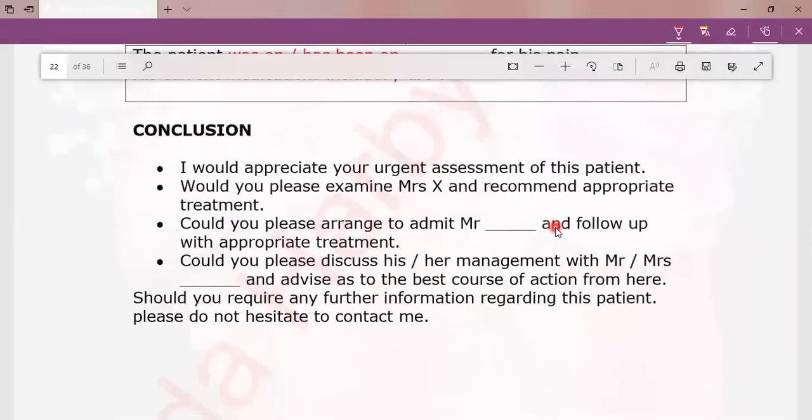I would appreciate your urgent assessment of this patient. Would you please examine Mrs. X and recommend some appropriate treatment? Could you please arrange to admit? Could you please discuss with her the possibility of? Should you require any further information, or should there be any queries, please do not hesitate to contact me.